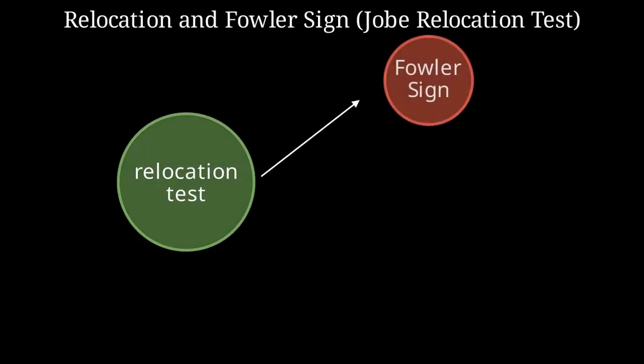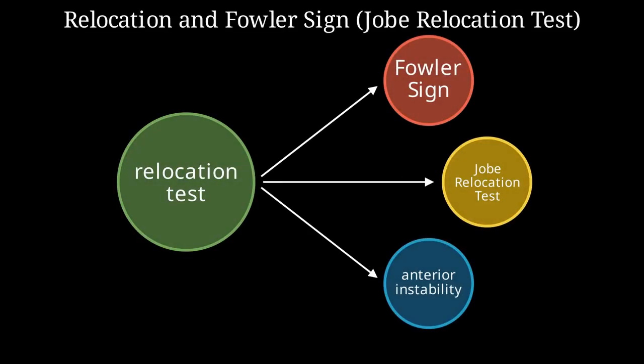If impingement is suspected, the relocation test is performed at 110 and 120 degrees abduction. A positive test is when the patient appears apprehensive or resists further motion. The Fowler sign or Jobe relocation test helps confirm anterior instability.